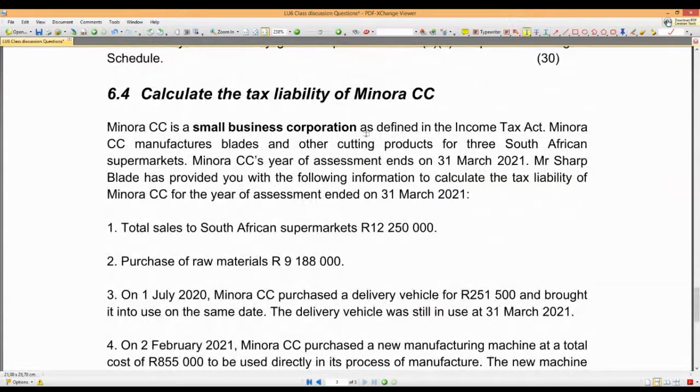Okay, so let's go through the information. They tell you Menora CC is a small business corporation. Now, as soon as you see small business corporation, you need to think about section 12E, which is your capital allowance for your assets. Okay, now if it's a manufacturing process asset, what will the deduction be? So if it's an asset we use in the process of manufacture, what is the deduction we will receive?